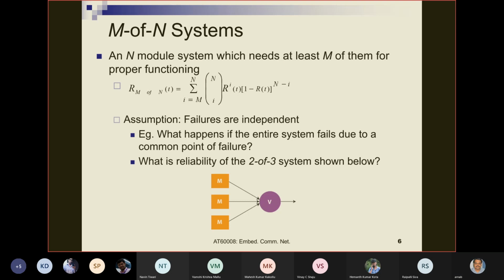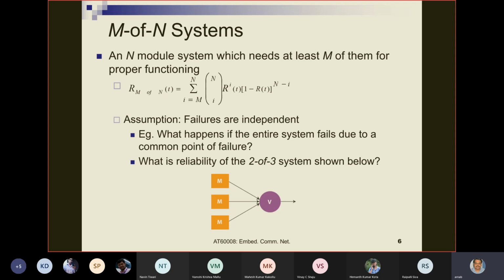Now, a very important point is this that we did not see in this. What happens if the entire system fails due to a common point of failure? So there is that failures are non-independent. So when the failures are non-independent, that means there is a hidden component, that means the heat in that system, which makes the failures of them correlated. So you cannot simply calculate as simply like this.